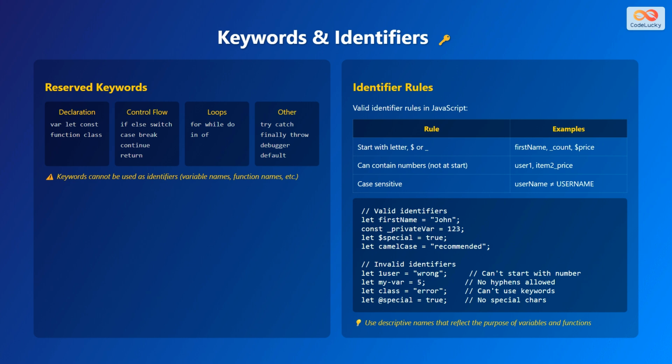On the left, we have a list of keywords categorized based on their functionality. Identifiers must start with a letter, $, or underscore, can contain numbers, and are case-sensitive. For example, firstName, _count, and $price are valid identifiers, while 1user, my-var, and class are invalid. Always use descriptive names that reflect the purpose of variables and functions for better code maintainability.